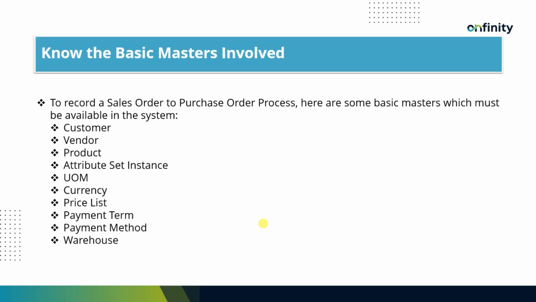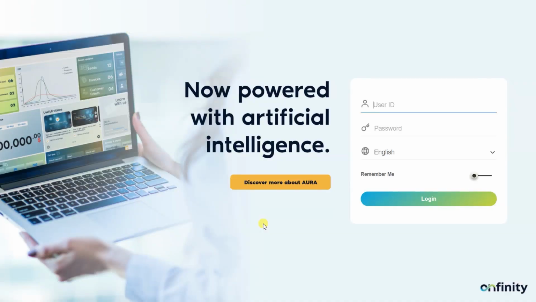That concludes the basic overview and conceptual foundation of the sales order to purchase order process. With this understanding, we are now ready to proceed with the transactions and walk through this process step by step in Onfinity. To get started, open the Onfinity URL in your browser.